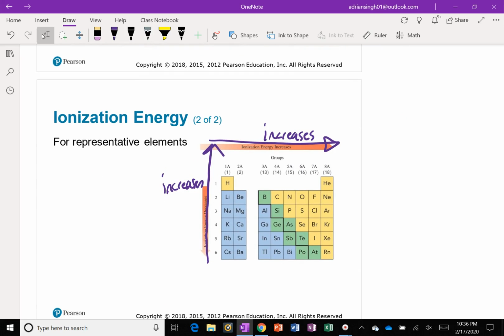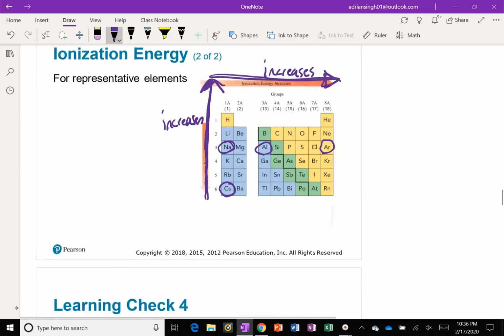The trend for ionization energy is that it increases from bottom to top in a group, and then it increases across a period from left to right. So for instance, something like argon is going to have a higher ionization energy than something like aluminum. And similarly, sodium is going to have a higher ionization energy than something like cesium down here at the bottom of group 1.